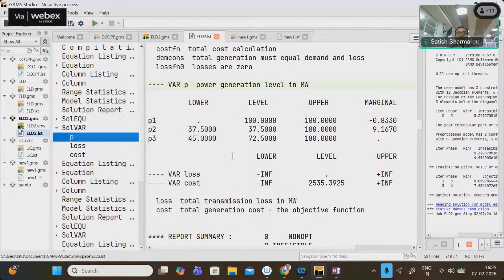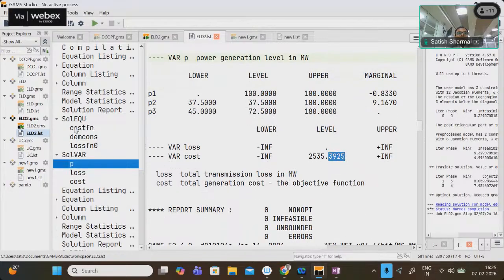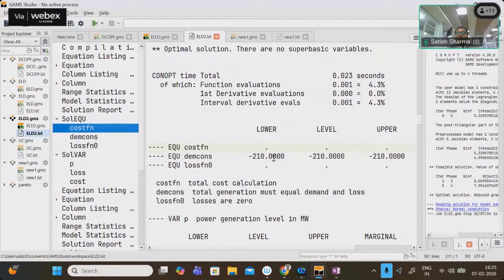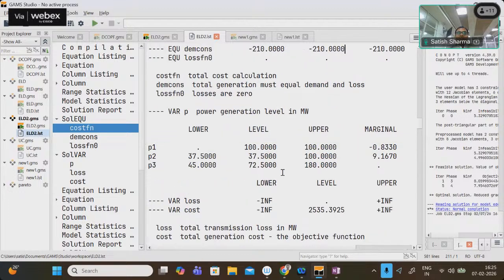Then we have a loss variable and a cost variable. The losses are 0 and the cost is 2500 and something. If I look at the equations, I have a cost function equation, a power balance equation, and a loss function. This power balance equation has a marginal value of 10.833, which is basically the system price. So this is the output.